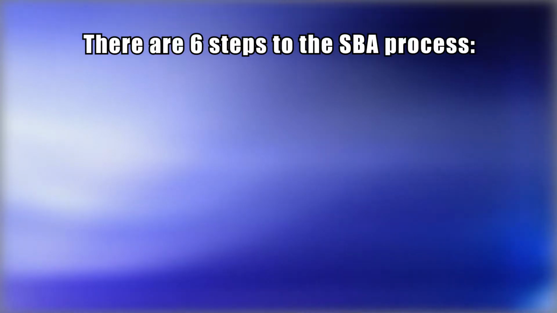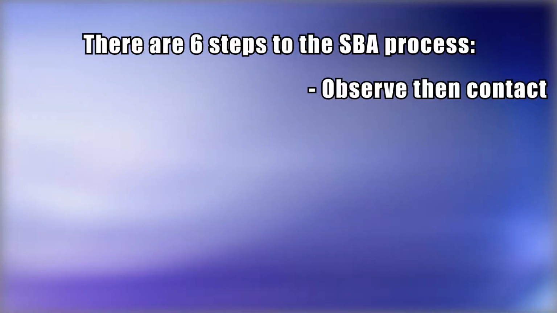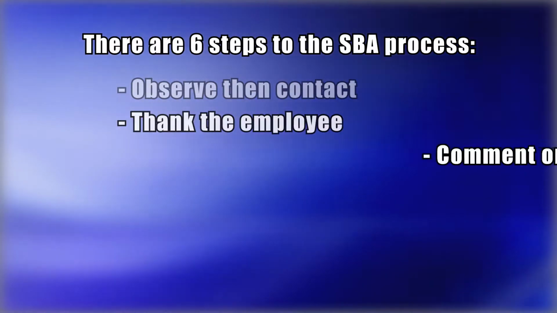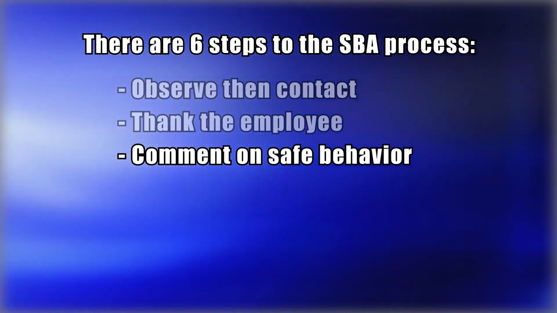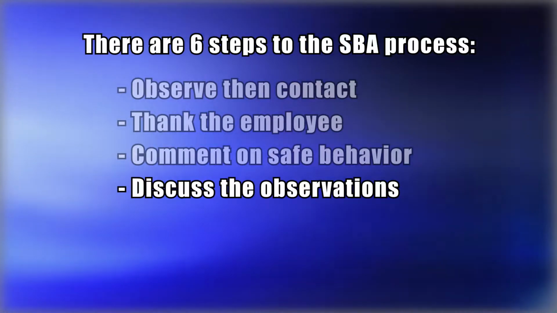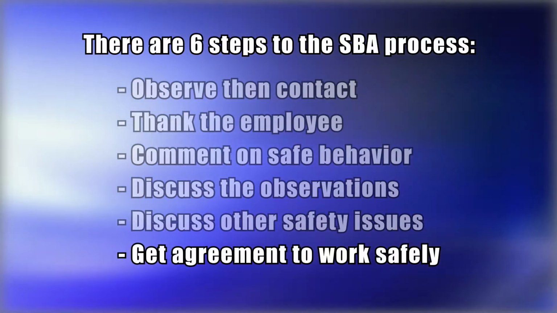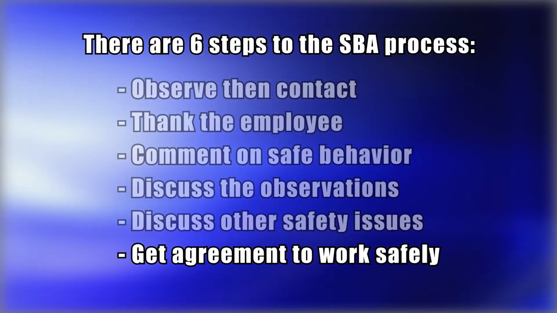There are 6 steps to the SBA process. Observe, then contact. Thank the employee. Comment on safe behavior. Discuss the observations. Discuss other safety issues. Get agreement to work safely. Let's look at the process.